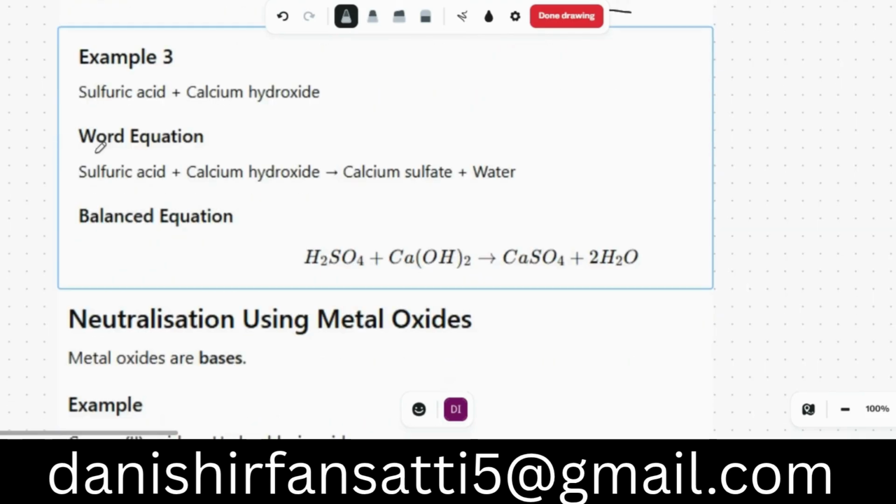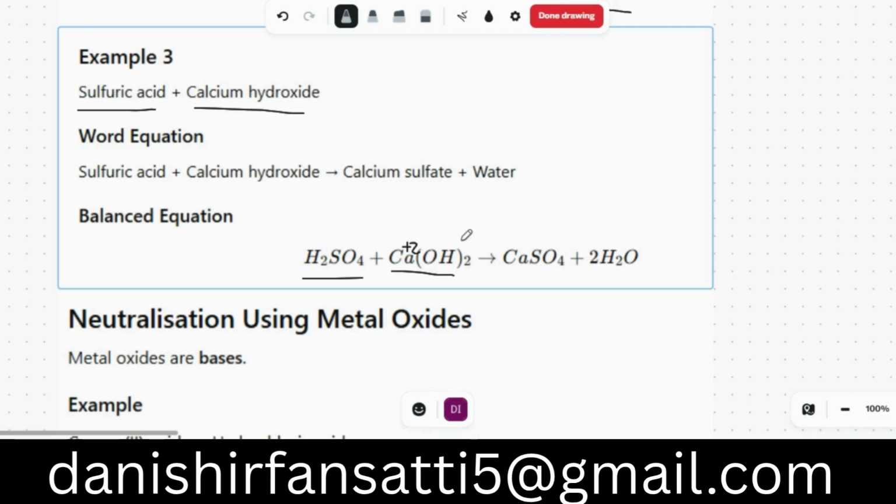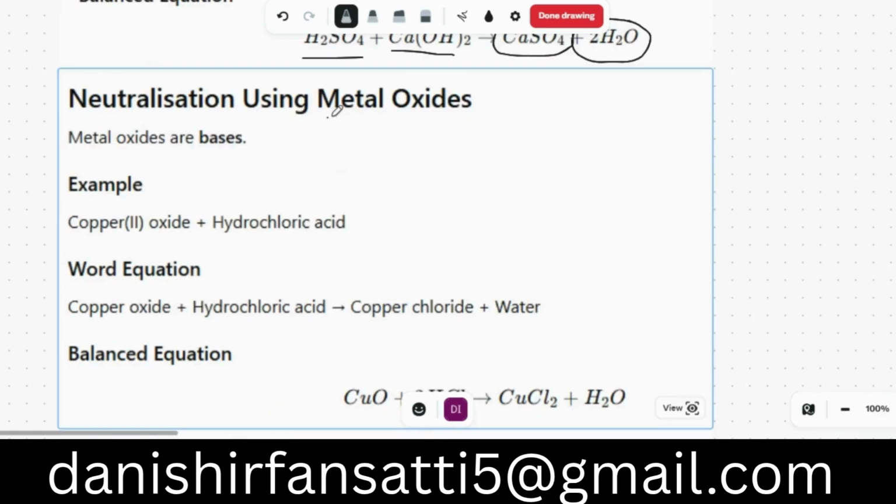Now with calcium hydroxide, that's a group 2 hydroxide, that is also a base, and sulfuric acid, that is an acid. So H2SO4 plus Ca(OH)2, because Ca has a plus 2 charge and OH has a minus 1 charge, so that's why we have to balance it, gives us CaSO4, that is calcium sulfate, a salt, plus 2 moles of water.